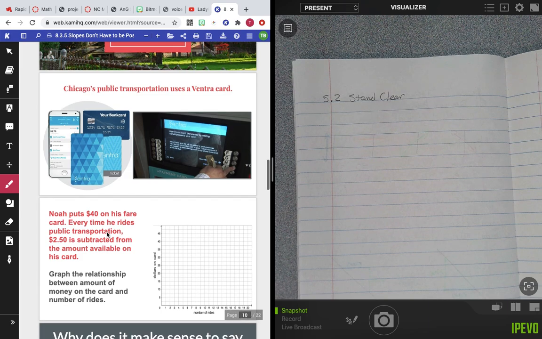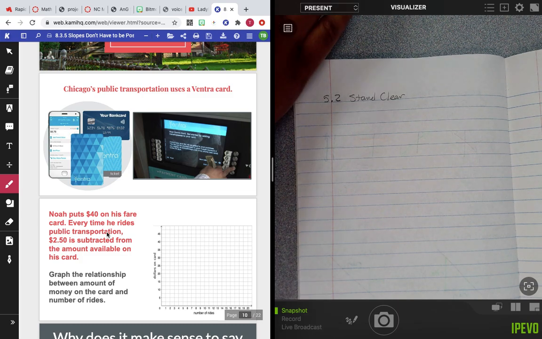As you can see here, it says that Chicago's public transportation uses a Ventra card. Not all major cities use the same system. I know for New York, they have, I believe it's a Metro card.